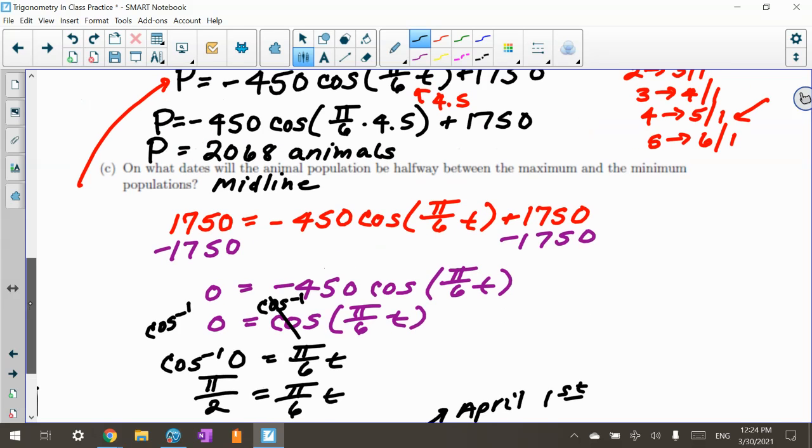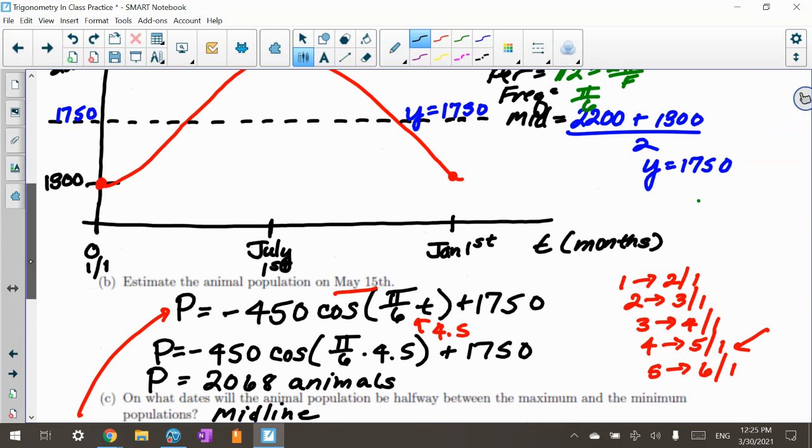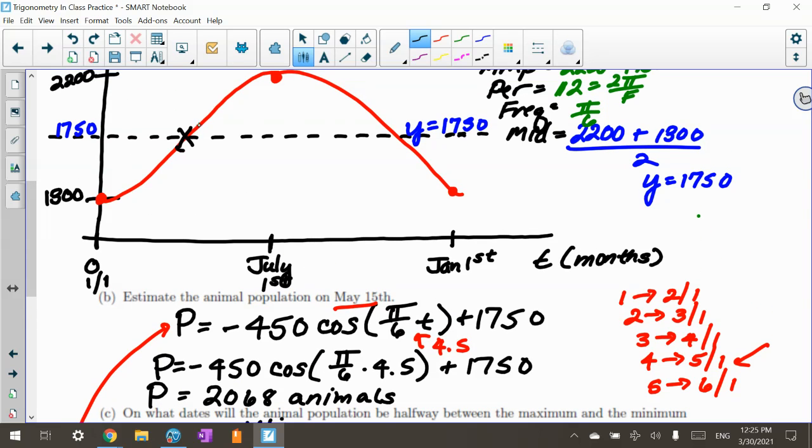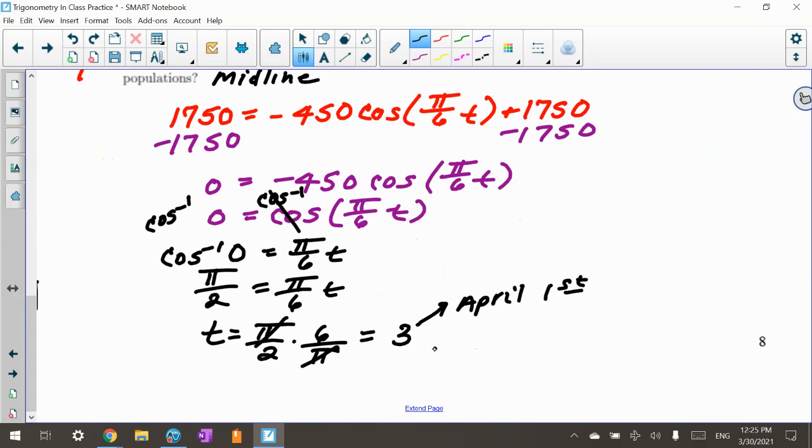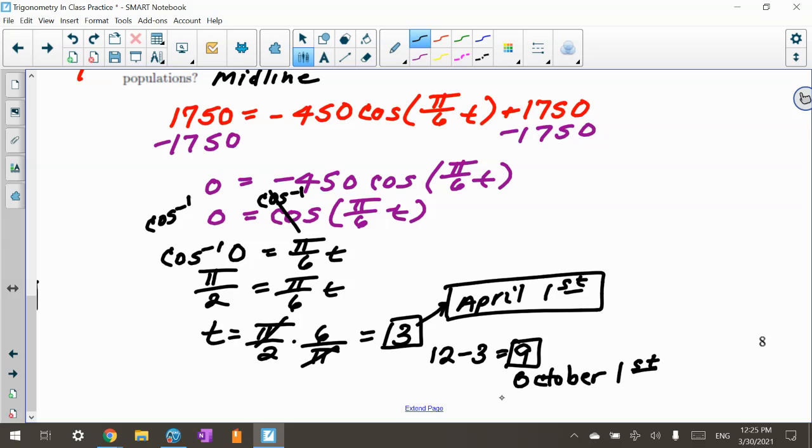Okay, so I'm going to come back up here, and that's how we figure out this one right here. This first time that it hits the midline is right here. This is April 1st. The second time it hits the midline is after July. So what you're going to do is say 12 minus 3, because you've got to figure out what that is. And when you do, you get 9. And 9 would stand for, in this case, October 1st. So there are 2 answers: 3 and 9, April 1st and October 1st.